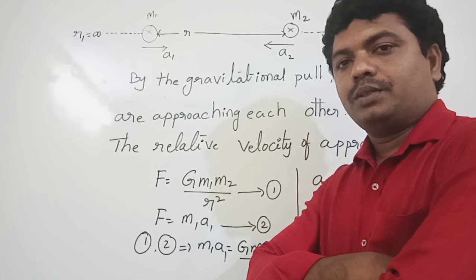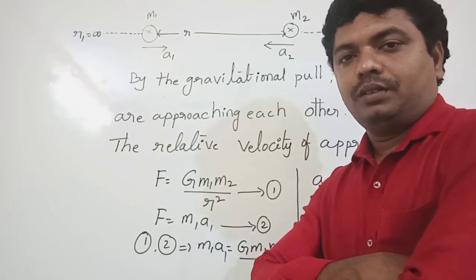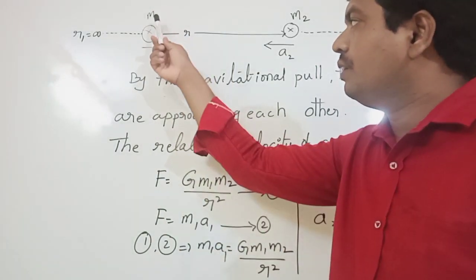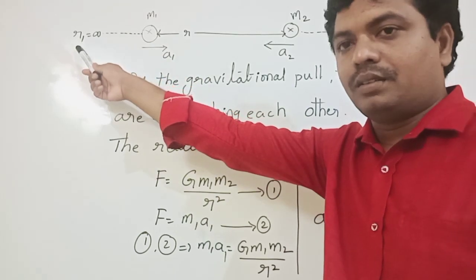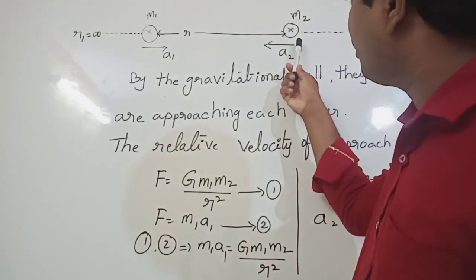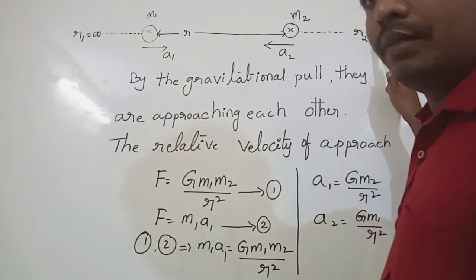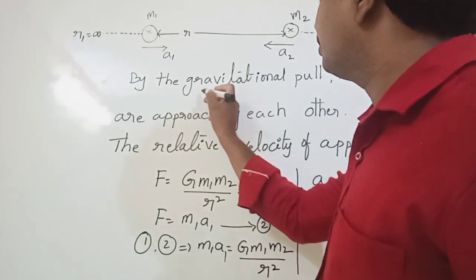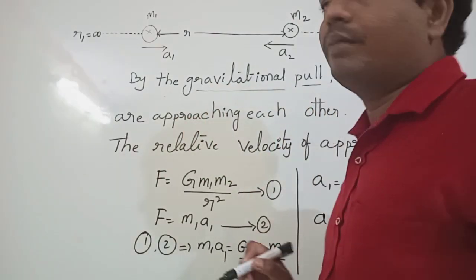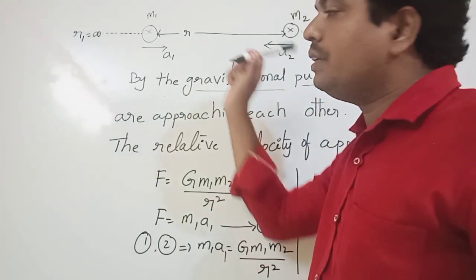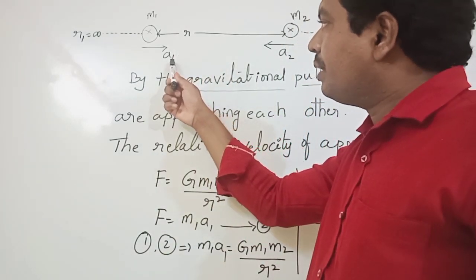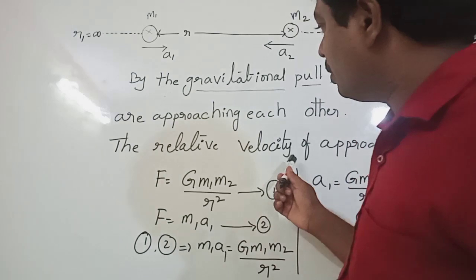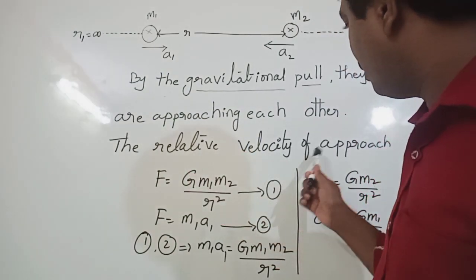Yes. Next problem. There are two masses. The first body has mass m1, and it is at infinite distance. The second body has mass m2, and it is also at infinite distance. Due to the gravitational pull, they are approaching each other with accelerations a1 and a2. If they are approaching each other, what is the relative velocity of approach?